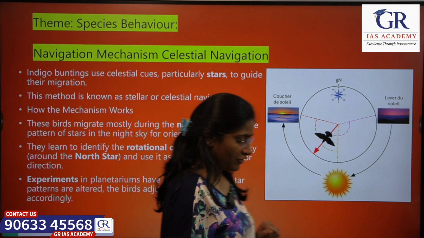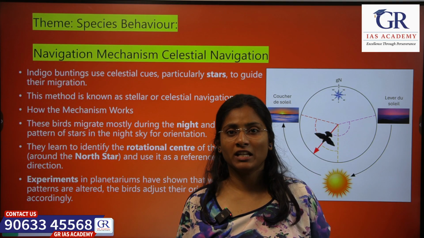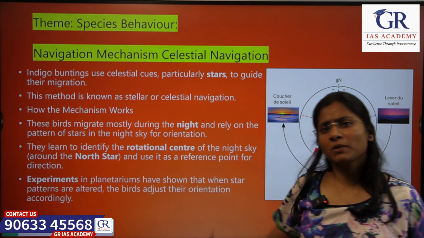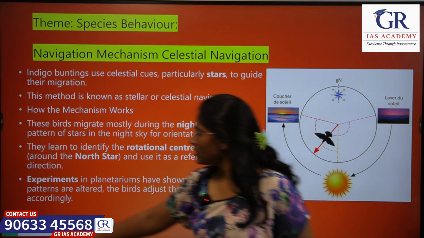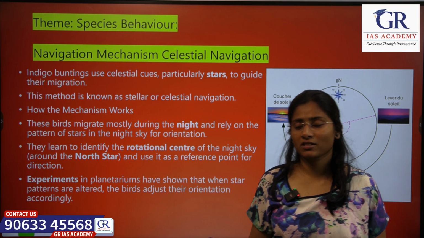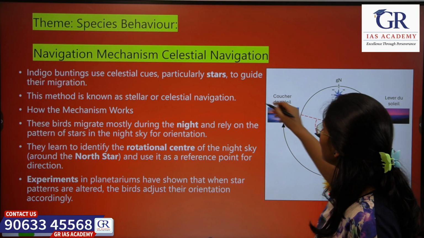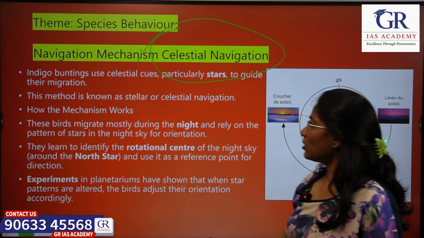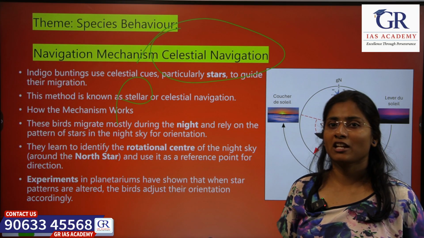We have seen that both humpback whales and green sea turtles use Earth's magnetic field. So what do indigo buntings use? Indigo buntings use stars for navigation, and it is called celestial navigation. This is also called stellar navigation.